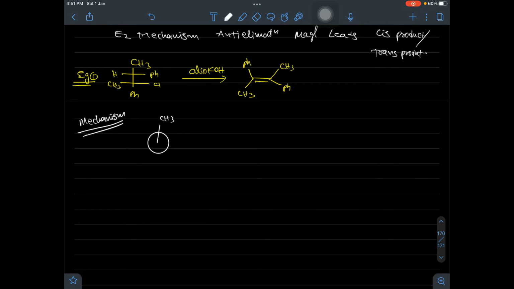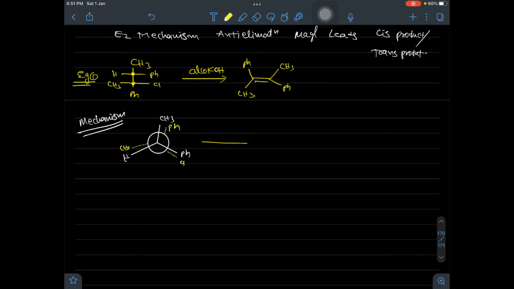Methyl, phenyl and H, and this is the front side carbon. Next, another carbon atom here, it is Cl, CH3, pH. Now we have to see the hydrogen elimination and halogen elimination.